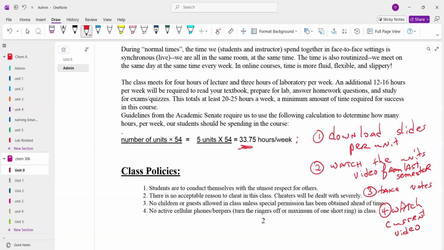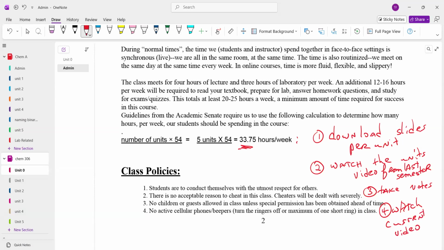Now, this is an in-person lecture. Last semester was a Zoom lecture. But this is a process that most people who do well in this class follow. Basically, you download the slides, print them out, and take notes on them as you watch the video from last semester.